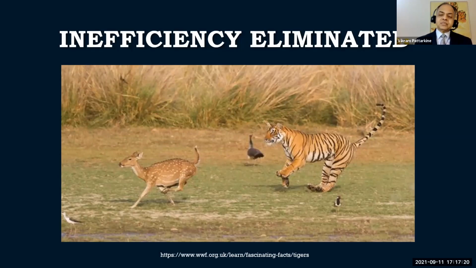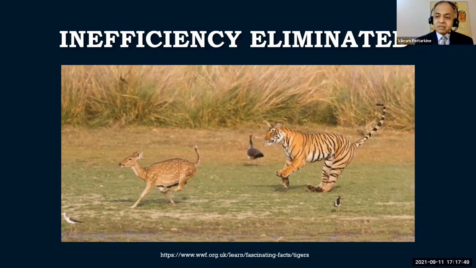So look at it from nature's point of view now. What nature is doing is eliminating the least efficient specimen in that species, and it is promoting the more efficient ones. So the more efficient ones will live, they will run away, but the least efficient one will get caught. That is how nature eliminates inefficiency and promotes efficiency.